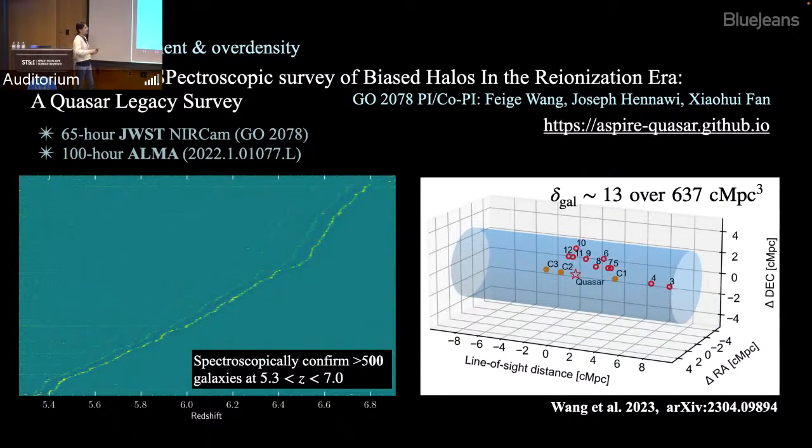And we also found that some of them are associated with quasars. This is one example in one field. The center is a quasar, and we see the surrounding galaxies. This is an overdense region, and it seems that these galaxies are aligned along a large-scale filament structure. More details about our program can be found on the web page here.